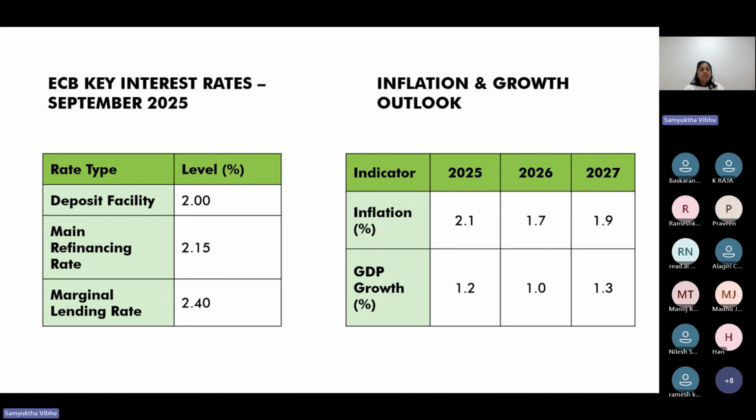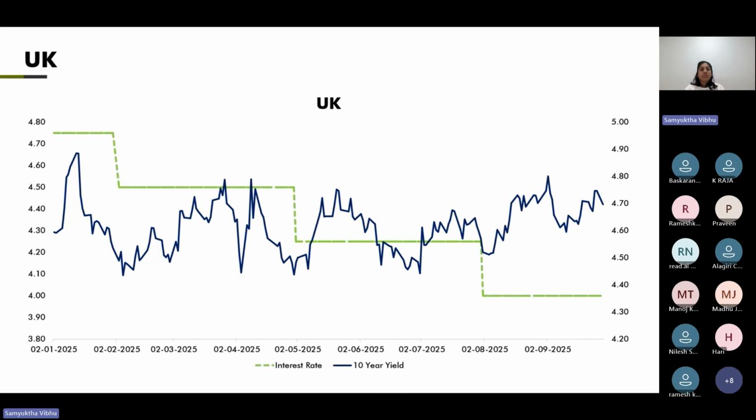So if we look at the key rates, your main refinancing, which would be the equivalent of the repo rate, is roughly at 2.15%. Projections for inflation are showing a slowdown in 25 and 26, but growth is also expected to be even lower in 2026. So I think this is where a lot of fears around what's happening in the European markets is showing up in the yields.